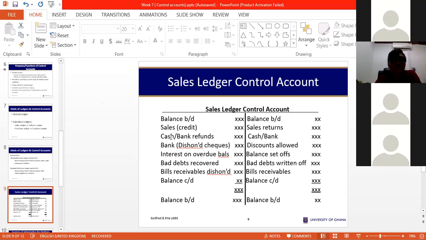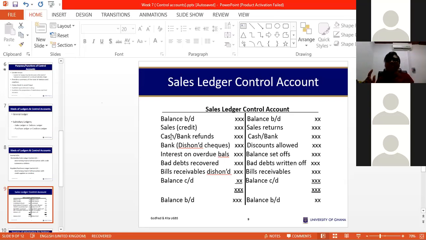Okay, and so it means that the amount that they owe us as a business entity would still be higher. So we have to add it back. Interest on overdue balances. Sometimes when we sell to customers, once you don't pay beyond a certain date or time frame, you are charged interest on the balances that are outstanding. And that would increase your indebtedness to the business.